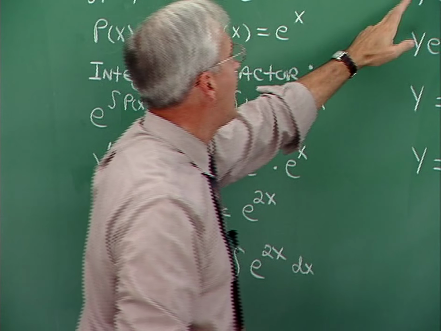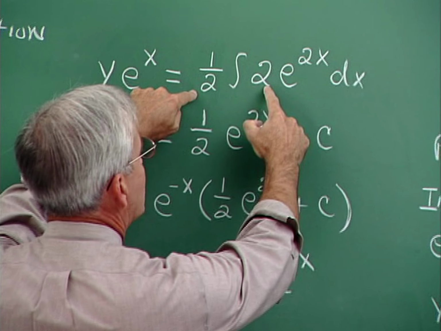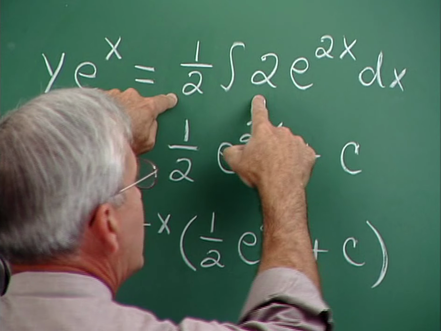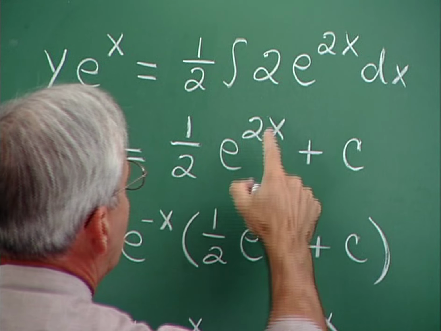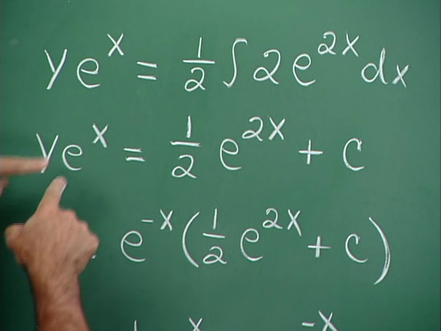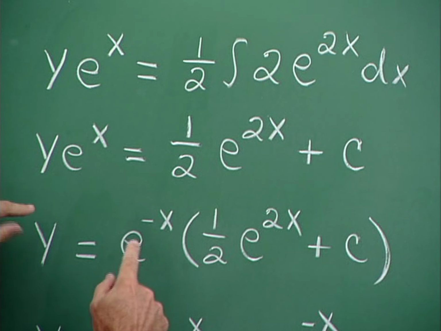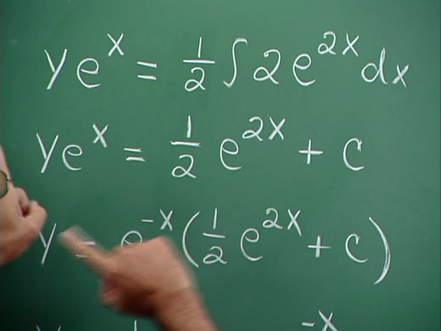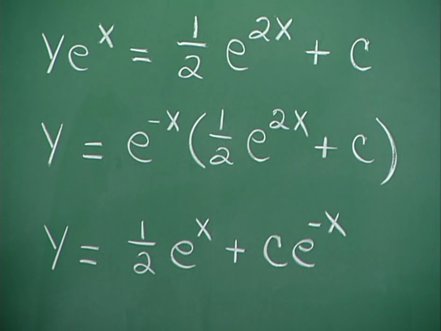Let's come up top. We have the left side as it was before. We introduce a 1/2 here and a 2 inside to get this e to the u du business in here. And now the integral turns out to be e to the 2x power. And so we have 1/2 e to the 2x plus c, and now to clear this e to the x, we can divide on both sides by e to the x or multiply by e to the negative x if we want to, and that's what I've elected to do. So e to the negative x multiplying on both sides, we have e to the negative x times all of this, and so we get this as the result.